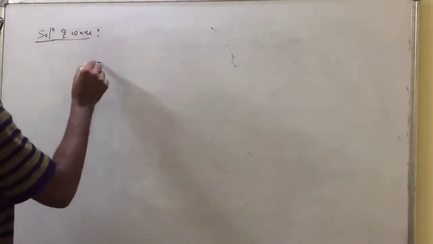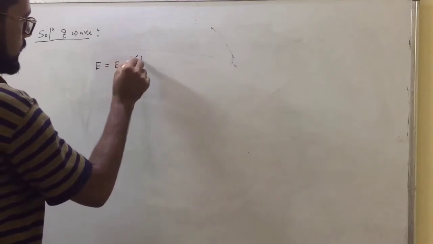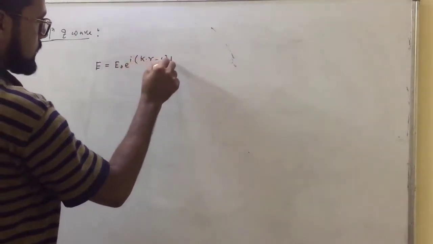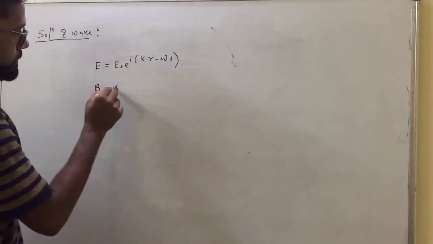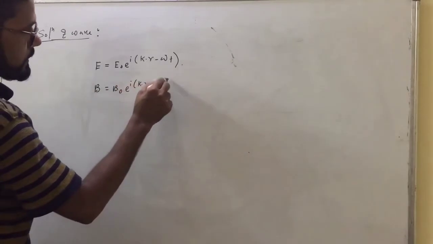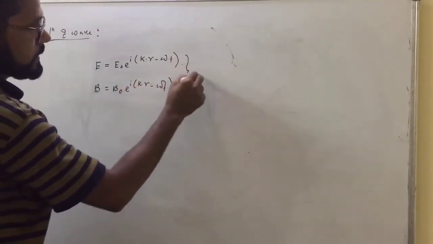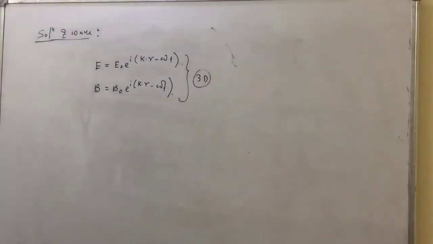The solution of the wave equation is always in phasor form: E equal to E naught e to the power i (k dot r minus omega t). This is in phasor form. Similarly, B equal to B naught e to the power i (k dot r minus omega t). This is a three-dimensional solution. Okay, why is it three-dimensional?